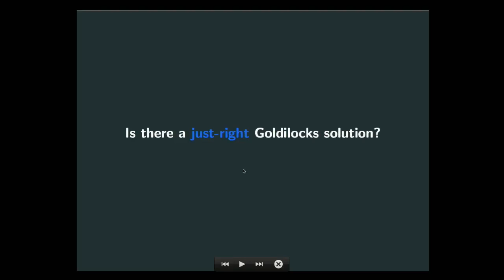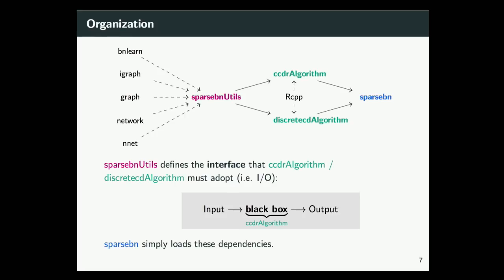So the question that we posed to ourselves when we were developing this package is: is there some in-between, just-right Goldilocks solution that gets you the best of both worlds? There are still going to be some disadvantages, of course, but can you interpolate between these two extremes to get something better? And so without burying the lead too much, here's how we designed the sparseBN package.